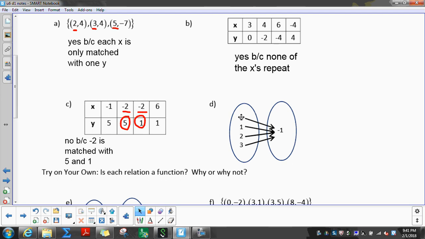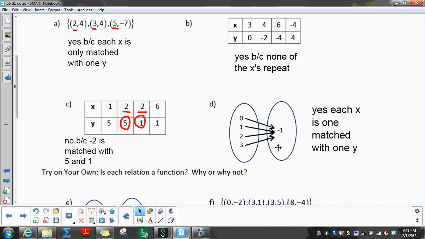D, so all of these are your x's right here. This first bubble are your x's. 0 is going to -1, 1 is going to -1, 2 is going to -1, 3 is going to -1. So here's a perfect example. You got 4 different people all going to the same party. That's okay. So yes, this one is a function because each x is only matched with one y.